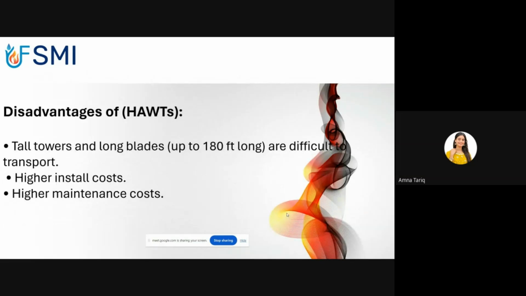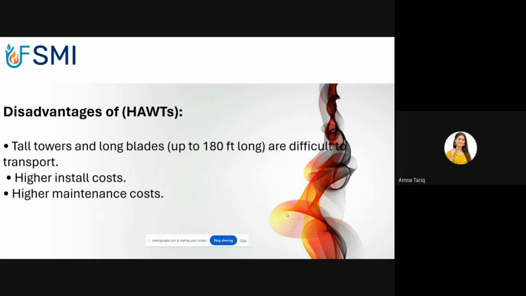Next, disadvantages of horizontal turbines. Tall towers and long blades are difficult to transport. We know that the size of the blades is very large, so transportation is very difficult due to the large size. The blades are almost 180 feet long, so you can imagine how long that is. Next, high installation cost and high maintenance cost.